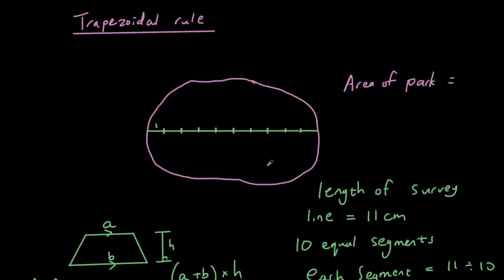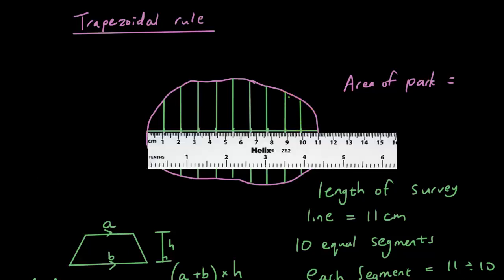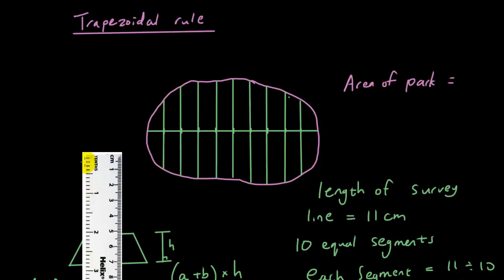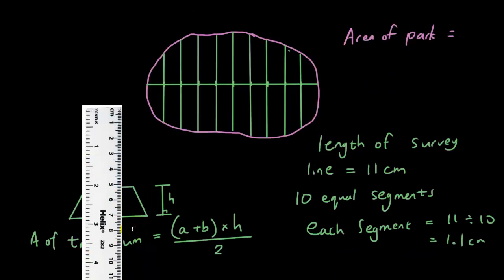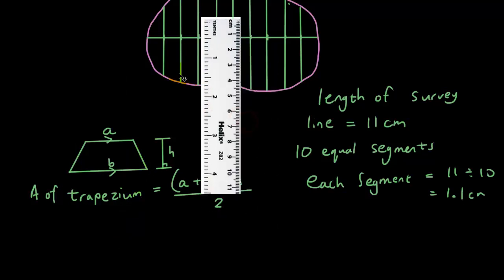And then what we're going to do is at each mark, we are going to draw a vertical line downwards. A vertical line downwards at each marking. Make sure that these straight vertical lines, which we call offsets, are perpendicular to the survey line. Okay, so now we need to find out the length of each of these offsets. So I'm going to grab my other ruler, and I'm going to use that to measure every single side. So I'm going to measure each side.